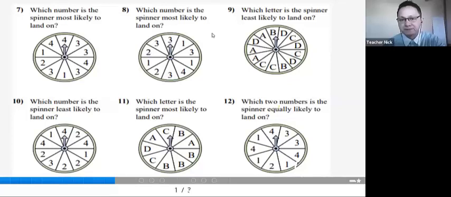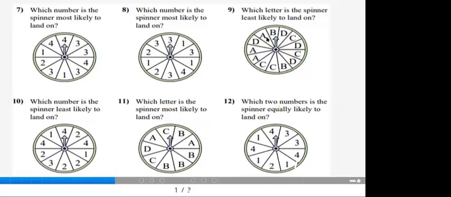Number 9. Least likely means the smallest number of letters there. Is it A, B, C, or D?